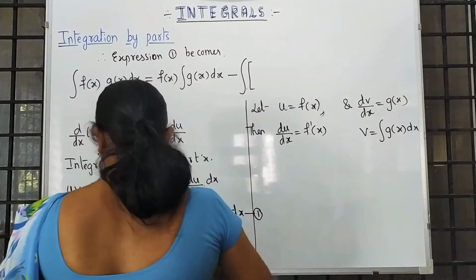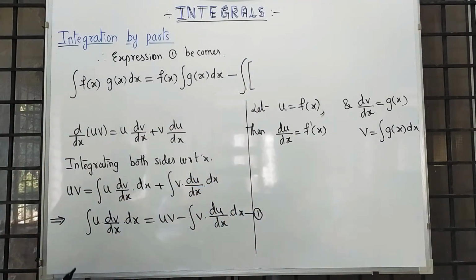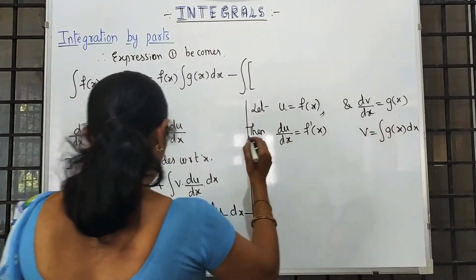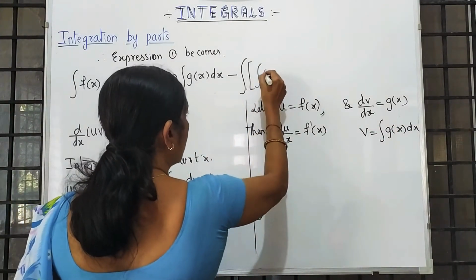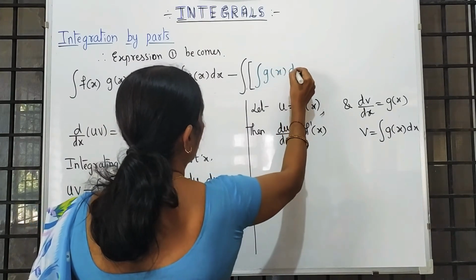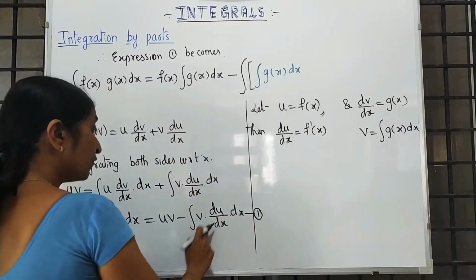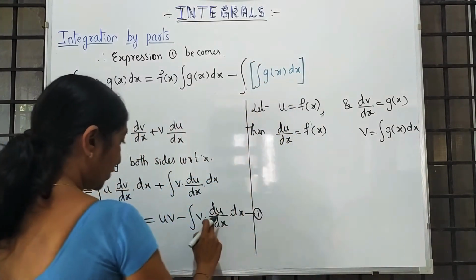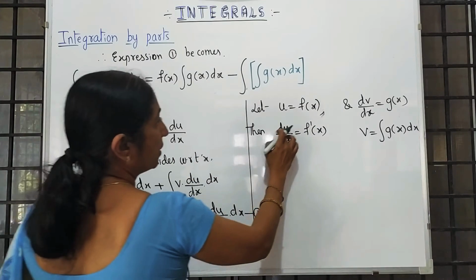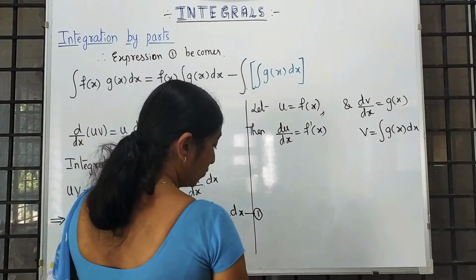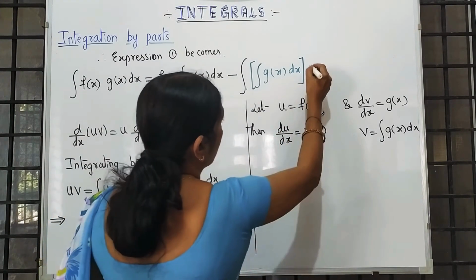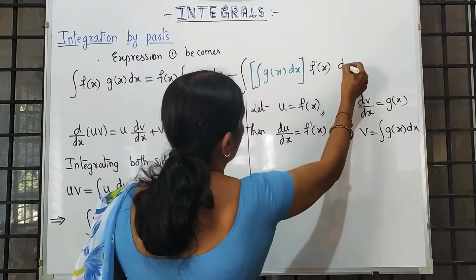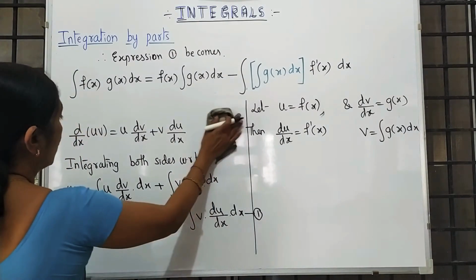So in the bracket I am writing v as integration of g of x into dx. This is the value of v. I am completing this bracket. Then what is du upon dx? du upon dx is f dash of x, and this dx as it is. So that is very important.